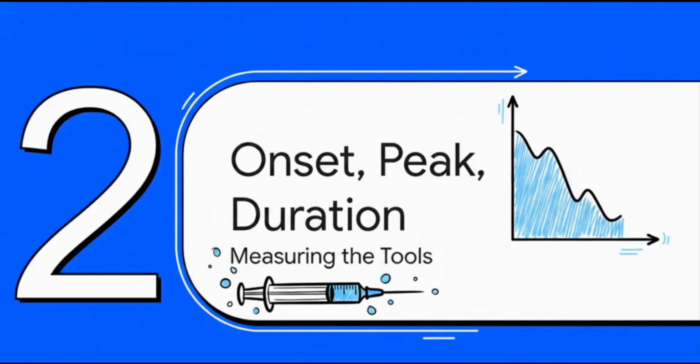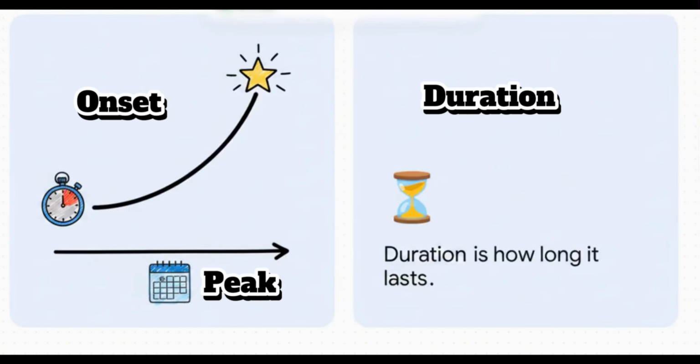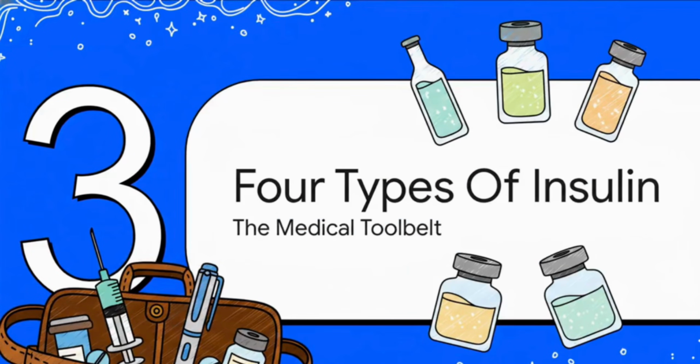Now, when we talk about external insulin, there are three terms we need to understand. Onset, which is when the insulin starts to work in the body. Peak, this is when it is at its strongest. And duration, this is how long it lasts. With that in mind, let's dive into the types. There are more than four types of insulin out there, but today we're focusing on the four main types.